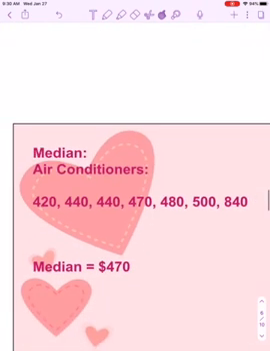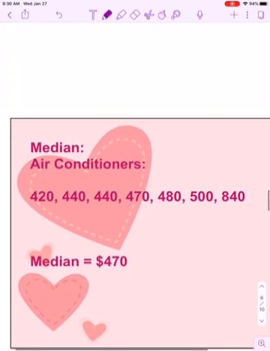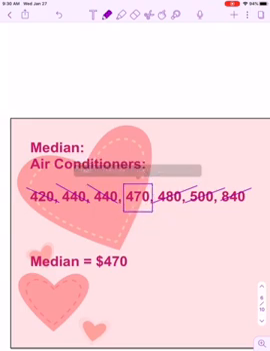Okay, so here are our air conditioner prices in order. So we just cross them out from one end to the other. You cross out one at the beginning, and then one at the end, back and forth. So I've crossed out 3 at the beginning and 3 at the end, and I have a single one in the middle. So my median price is $470, the middle one.